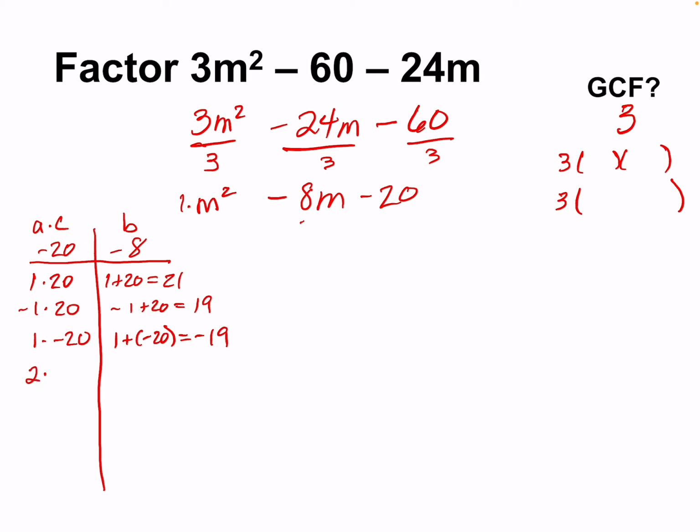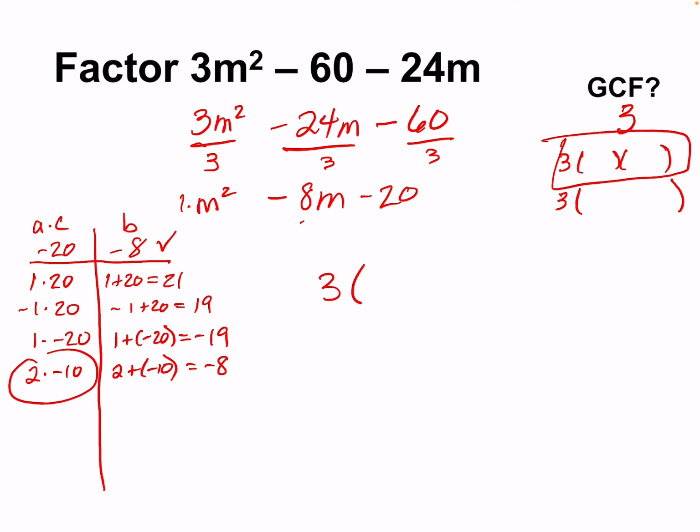Okay, so 2 times negative what? Well, that'd be negative 10. And 2 plus negative 10 gives me negative 8. And that's what we're looking for. Those are the two numbers we're going to use. And it is factorable. Since we found the numbers that work, our answer is going to look like this. So it's going to be 3 times something and something. And let's see, our variable is m. So I'm going to put in an m. That's a positive 2 and a negative 10. Now I've got to check.